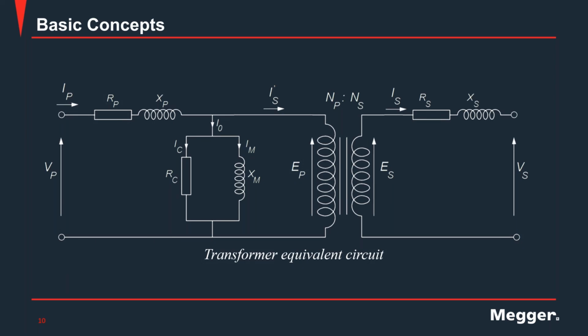Obviously, taking it from the name, transformer turns ratio, we're looking at the relationship between the physical number of turns of two windings, in this case primary and secondary. It is indicated here in this equivalent transformer circuit as NP, indicating the number of turns on my primary winding, and NS, which is the number of turns on my secondary winding.